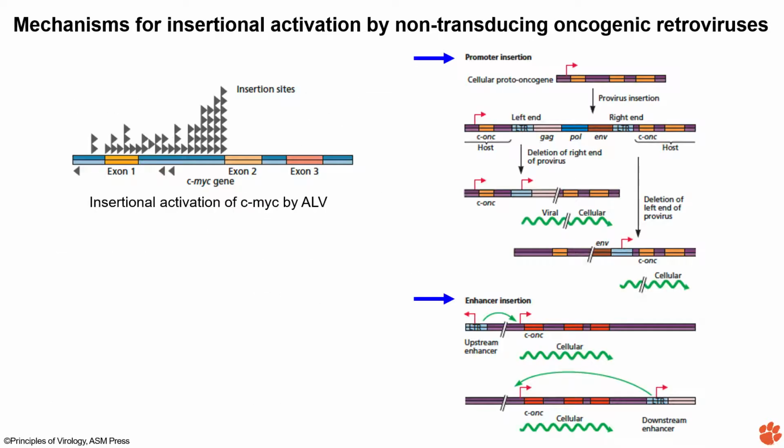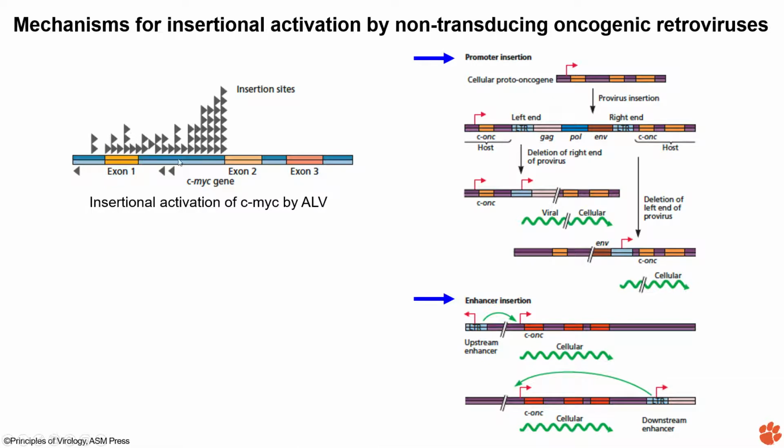So the next part we are looking at is just an insertional activation by non-transducing oncogenic retroviruses. This is just an example of that, just one. And again, there's nothing that you have to memorize from here. Say for the avian leukemia virus, you can see that this is the c-MYC gene, exon 1, 2, and 3.